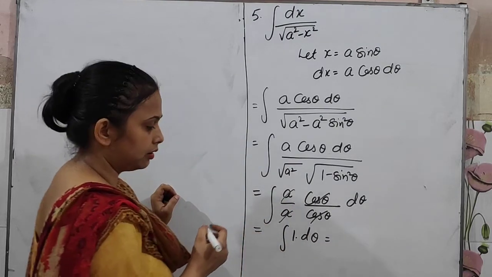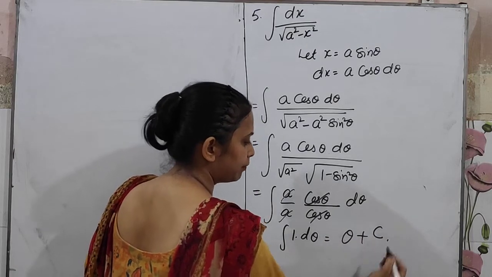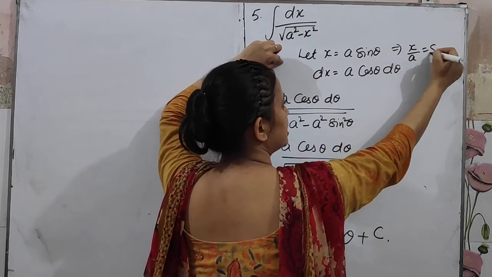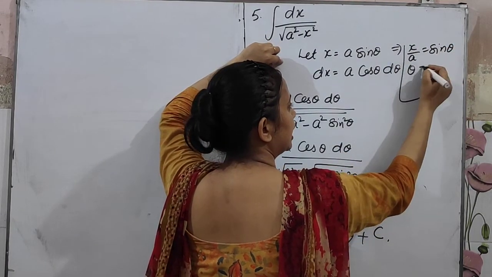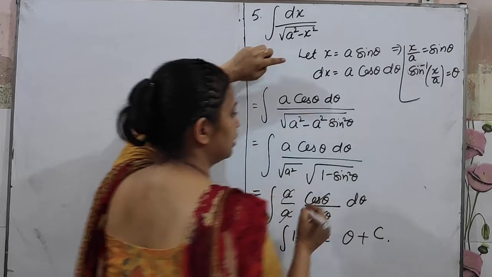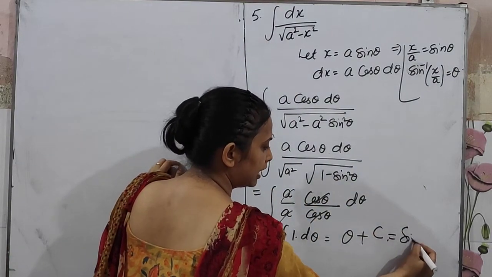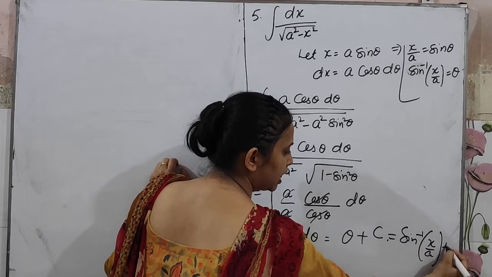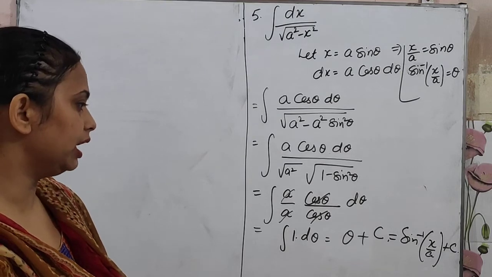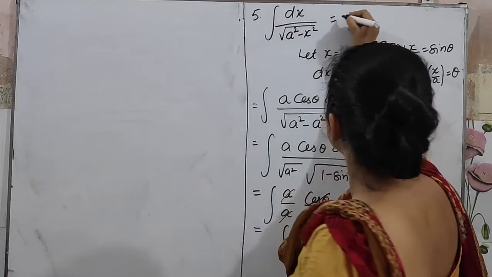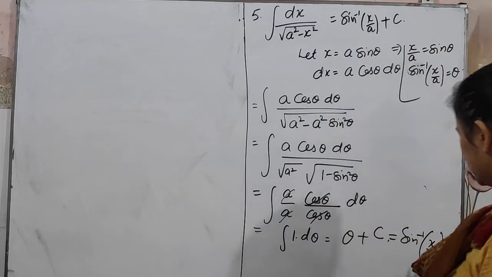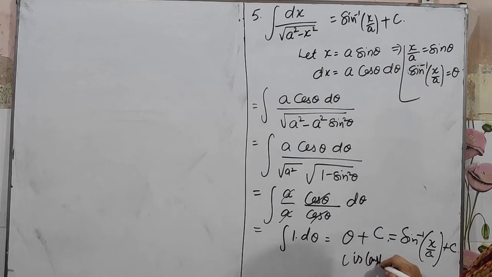What is the integration of 1? Theta plus c. Now what is the value of theta from here? We can write x upon a equals sine theta, so theta equals sine inverse x upon a. Substitute the value here. It becomes sine inverse x upon a plus c. Right students? So it is only sine inverse x upon a. So the answer is sine inverse x upon a plus c, where c is the constant of integration.